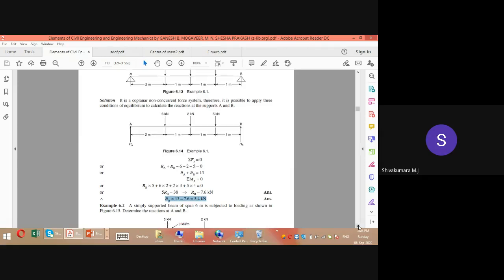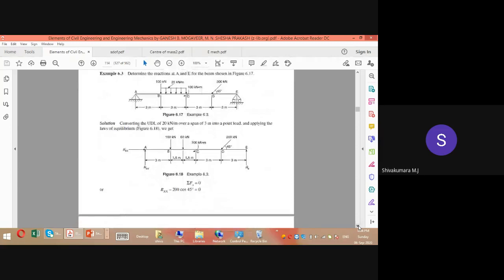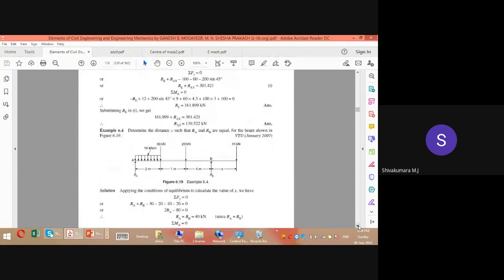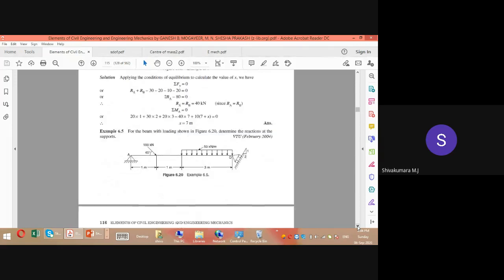So in these cases, if they have given a different force system like a uniformly distributed load, you will have to convert this uniformly distributed load into a point load. This is 10 kilonewton per meter. UDL is given, with a 2 meter span. So 10 into 2, that is 20 kilonewton, which will act exactly at the mid span of this 2 meter. So you should do that, and then the same procedure: summation of Fx, summation of Fy, summation of M equal to 0.